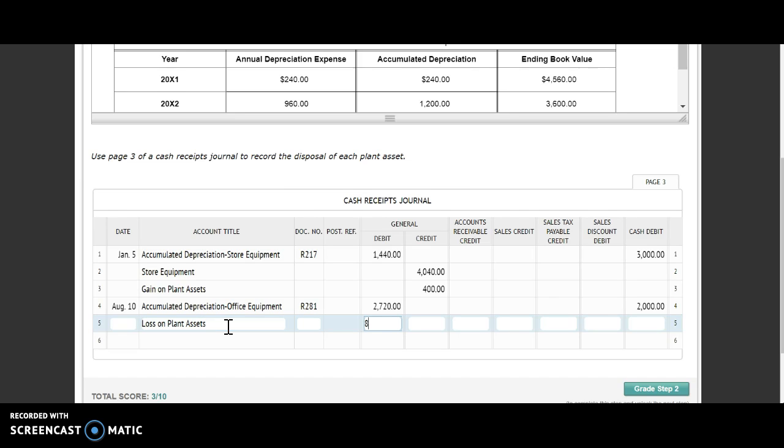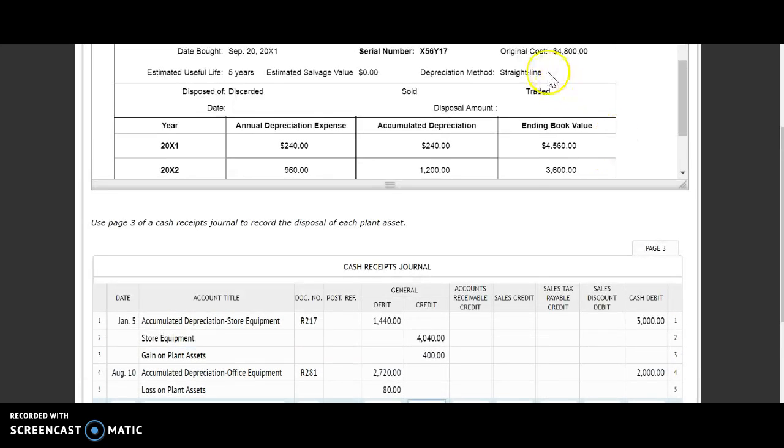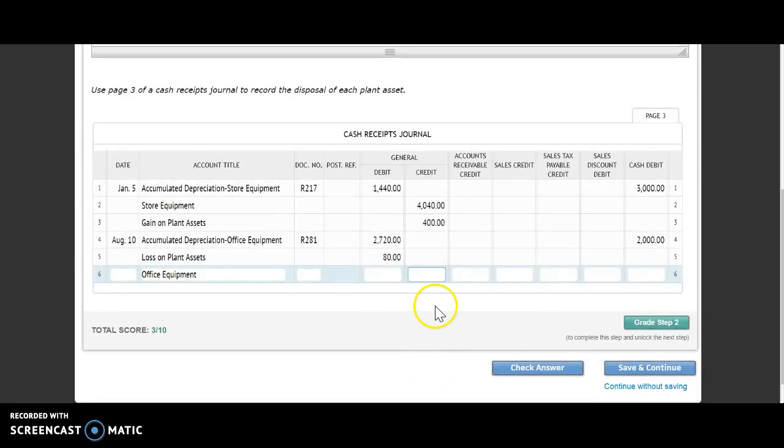My loss on plant assets is going to be $80 because remember we figured out the book value to be 2,080 and we sold it for 2,000. Okay, my debits and credits don't equal because I still need to get rid of that office equipment. So I'm going to credit office equipment for the beginning amount, how much we paid, and that was $4,800. Okay, now when I add up my debits and my credits, they will equal.